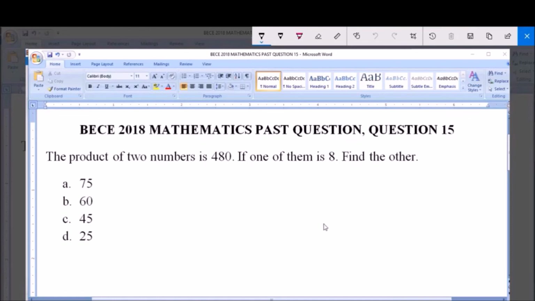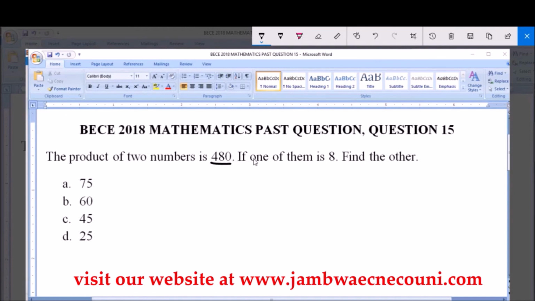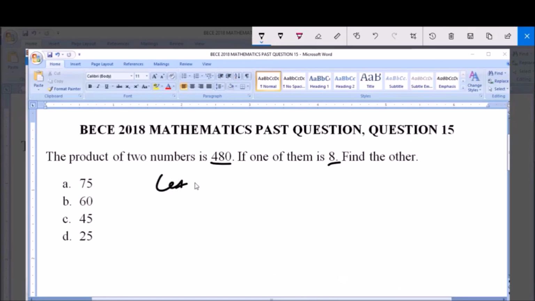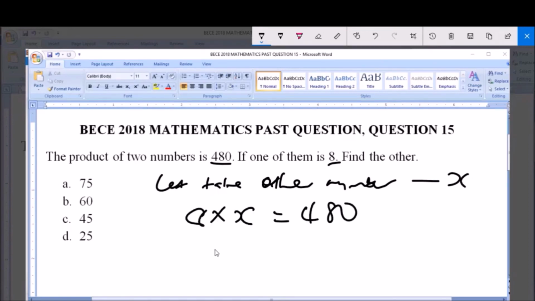The product of two numbers is 480. This is just a simple word problem which can be represented in an equation. Now, one of the numbers is given to be 8. We have to find the other. Now, let the other number which you are looking for be x. Now we have that 8 times x will give us 480. 8 times x is equal to 480. This is the same as saying 8x is equal to 480. Now to find x, we divide both sides by the coefficient of x, which is 8.